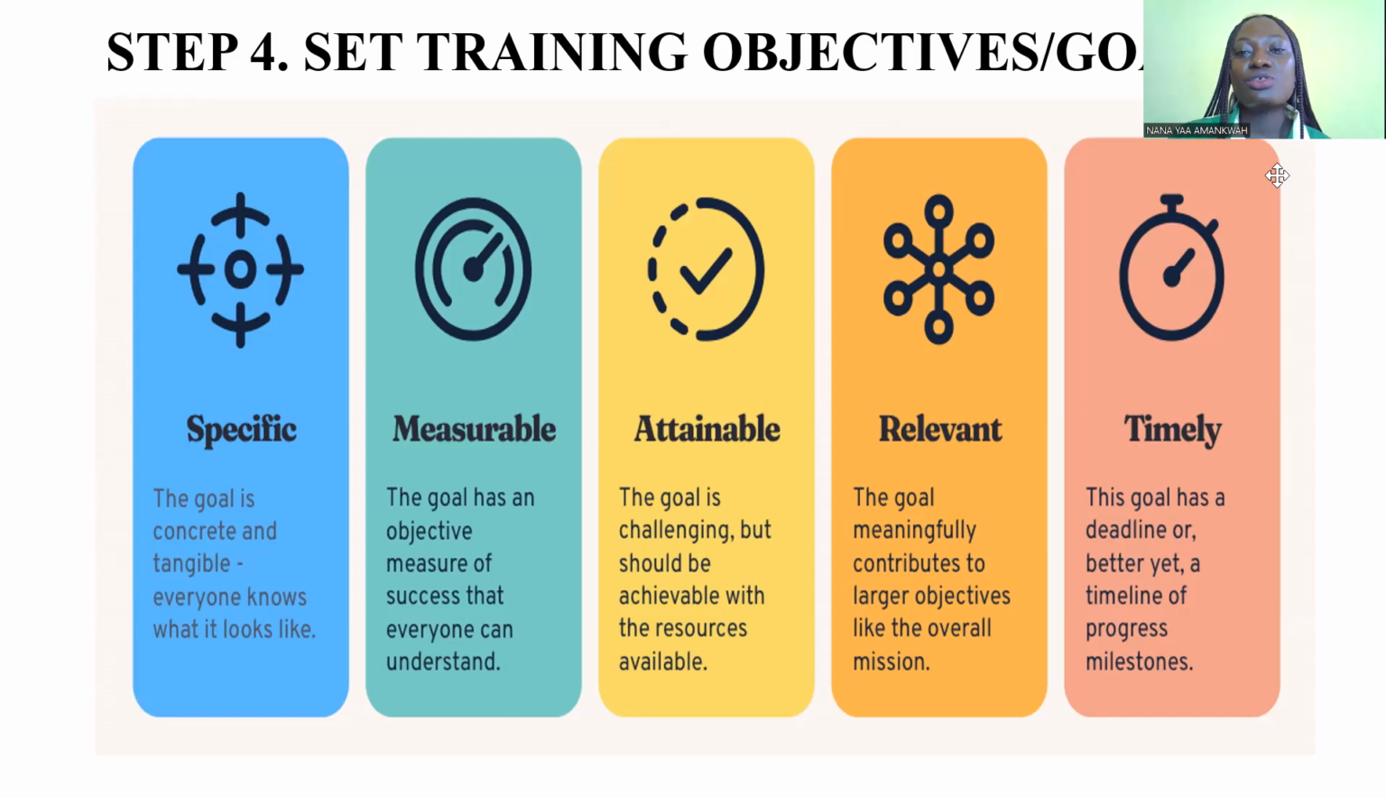Every goal that you're setting for the training has to be specific. The goals have to be measurable, attainable, relevant, and timely. Now, when we say the goal has to be specific, what we mean is that the goal has to be concrete and tangible. Everyone knows what it looks like. So at every point in time, all the employees can identify with the goal. It shouldn't be something that is in the skies.